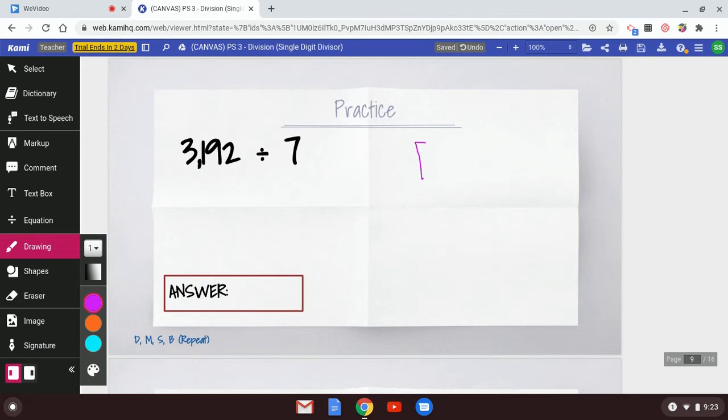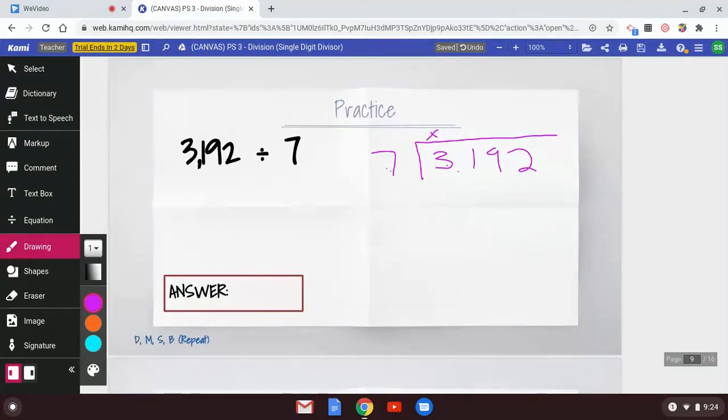What number goes inside the house? Please do not say the biggest number, because I promise you as you get farther into 6th grade, you'll learn it is not always the biggest number. It is the first number in the division problem. The first number goes inside the house, and the second number goes outside. All right. 7, can it go into 3? Nope. I like to put a little X here.